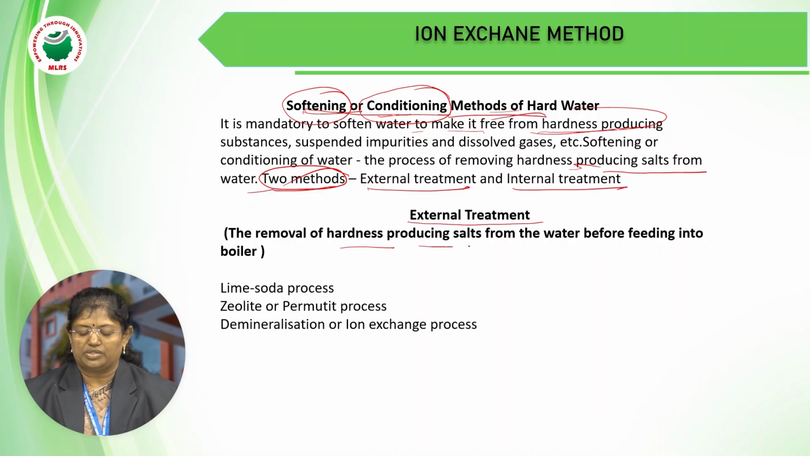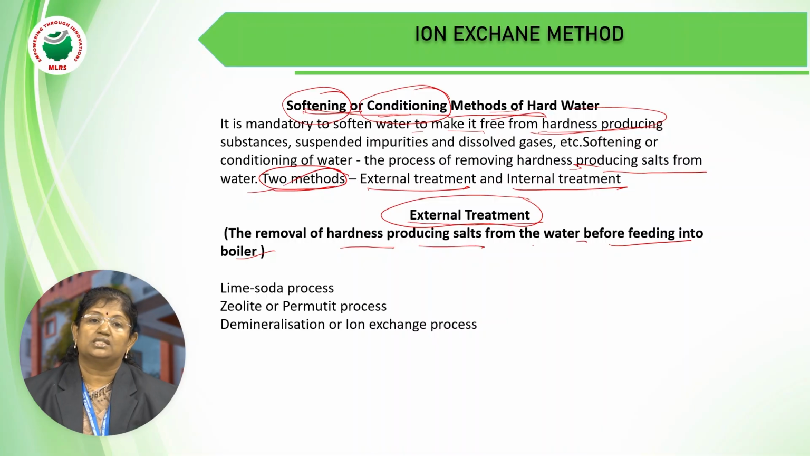The removal of hardness-producing salts from the water before feeding it into the boiler is called external treatment. We discussed the importance of water in the introductory class: industrially, water is used for the generation of steam and is sent into the boiler, where it is boiled continuously. If it has salts, it will produce scales and sludges, and many troubles will arise.